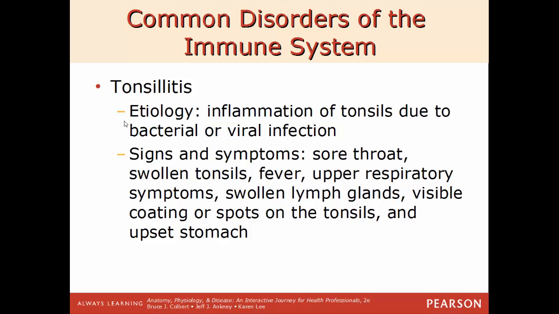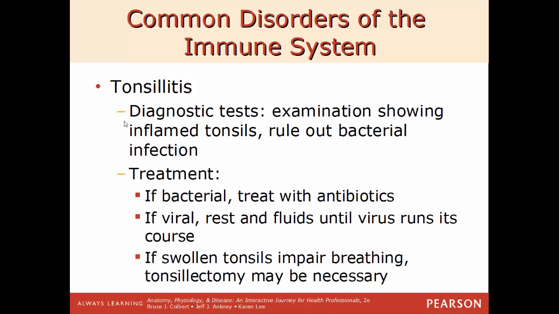Tonsillitis. Etiology: inflammation of the tonsils due to a bacterial or a viral infection. Signs and symptoms: sore throat, swollen tonsils, fever, swollen lymph glands, a visible coating or visible spots on the tonsils, and also an upset stomach. Diagnostic test: an exam showing the inflamed tonsils, and need to be able to rule out bacterial infection. Treatments: if it's a bacterial infection, treat with antibiotics. If it's viral, rest and fluids until the virus will eventually run its course and go away. If the swollen tonsils are impairing the breathing, then tonsillectomy may be necessary.